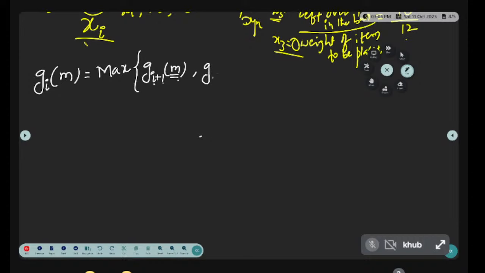And one more option in the next step, from this M that item is taken.